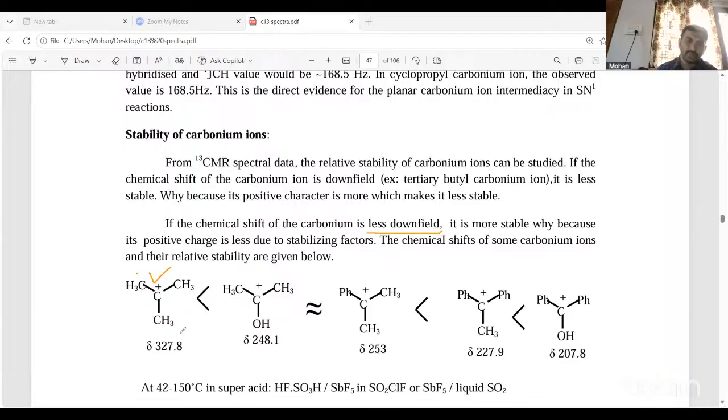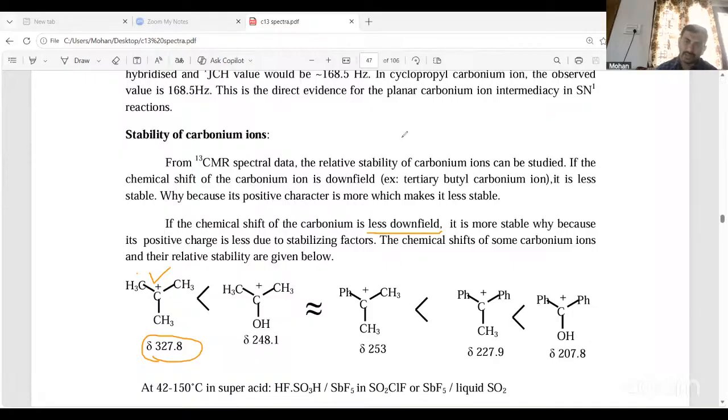Here, acid beta carbon, where the delta value is 347. Yes, it's like this. Actually, the more stable carbonium ion shows the lower delta value and the less stable carbonium ion shows the higher delta value, right? Because the electron density is going to decrease on that particular carbon.